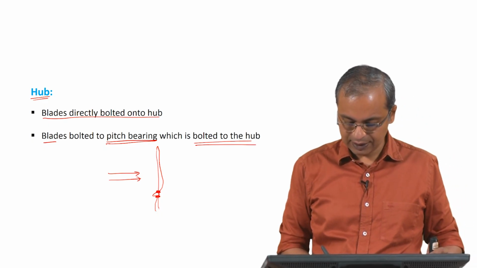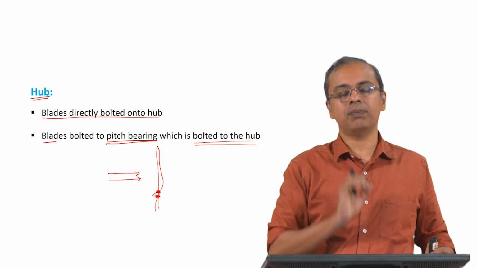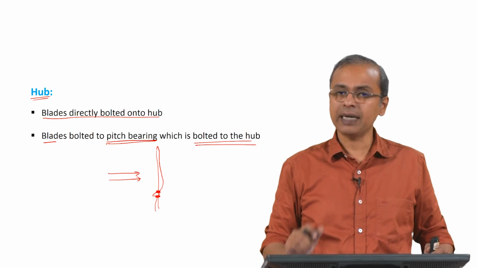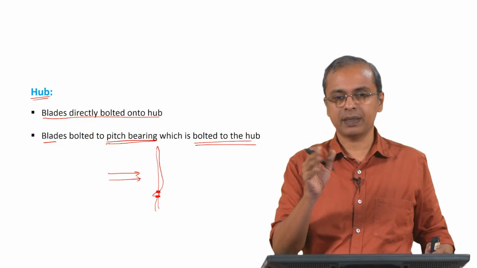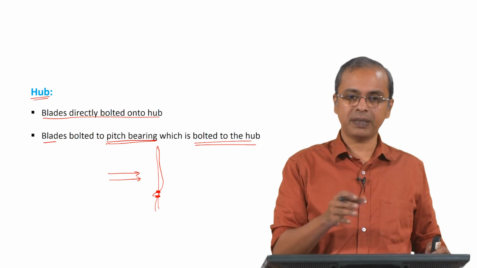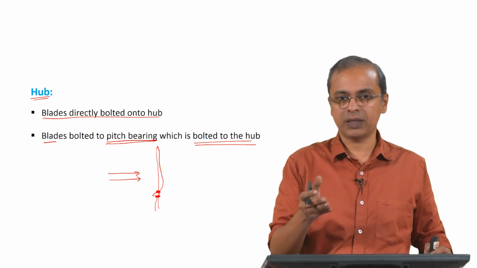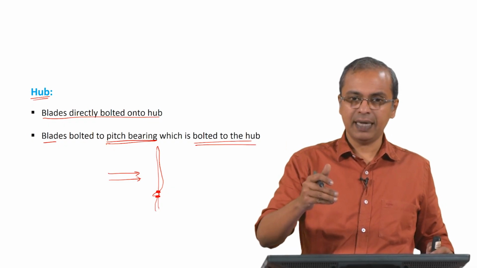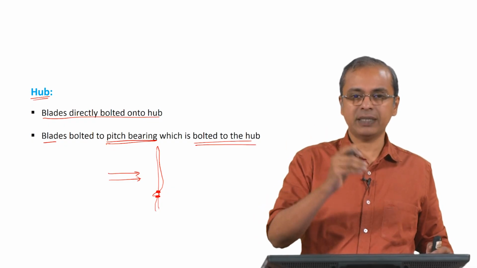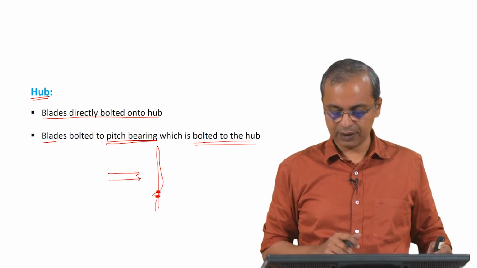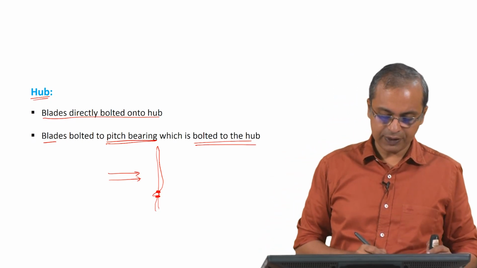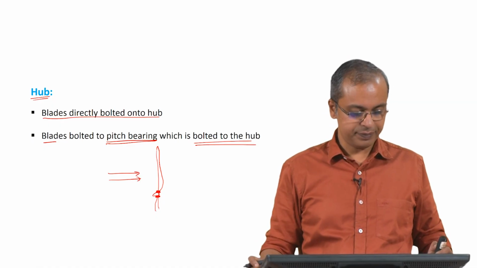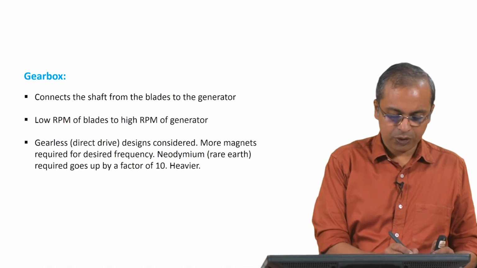So, some pitch bearing that sits there, and using that you can reorient the blade based on the location of the breeze. And in fact, you can also use this to help stop the blades, to assist you in stopping the blades in the event that you want to shut down this generator for some purpose. So, there is a pitch bearing on which the blades are attached, and that pitch bearing is attached to the hub, and then that hub is attached to the rest of the structure. So, this is the other way in which this is done, and so this is the central part of the wind turbine. And then we have the gearbox.